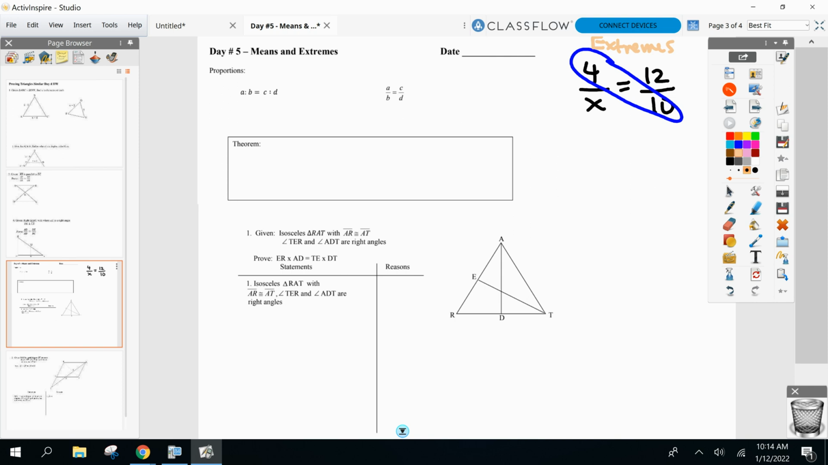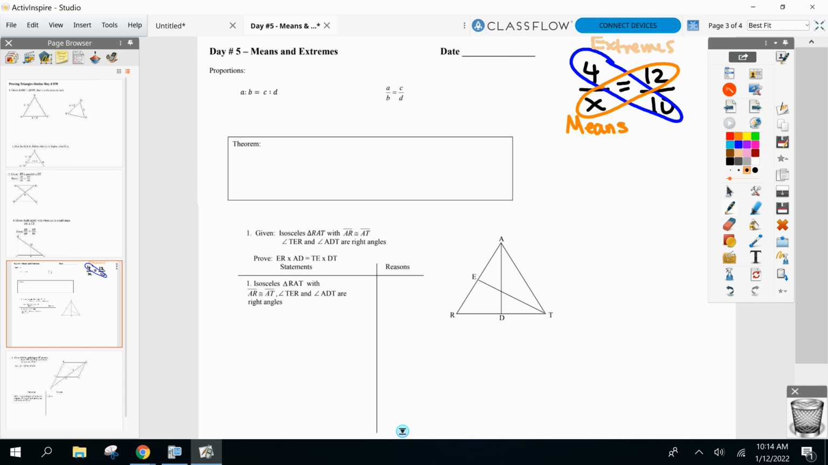All right, those are called the extremes. And then you would go ahead and cross multiply the x and the 12. Those 2 spots have names. Whatever values are in there, those are called the means of a proportion. The means. The extremes going this way, the means going this way.